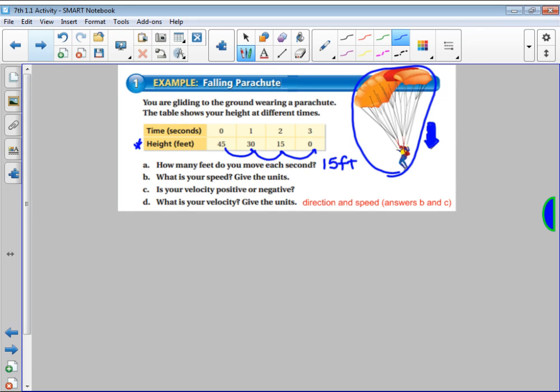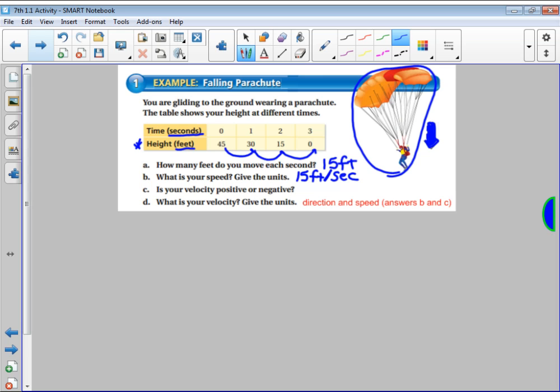in every second. What is your speed? So remember, speed includes your unit of measure and your time. So miles per hour. In this case, we're not working with miles, we're working with feet, and our time was seconds. So we just identified that it changed 15 feet per, so I'm going to use the slash mark, and then our time unit was second. So 15 feet per second was our speed.